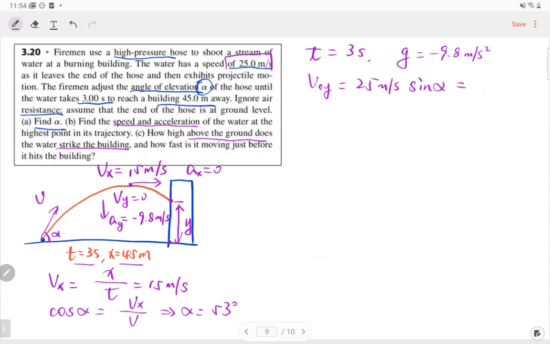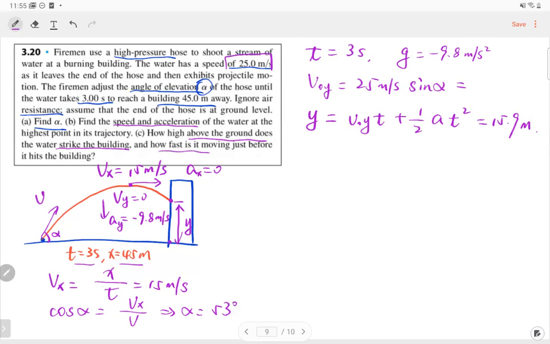Then let's see, we need an equation including these four parameters. We're looking for the displacement, so we need an equation that doesn't have the final velocity. If there's no final velocity, we have this equation: y displacement equals initial velocity times t plus 1/2 a t squared. Okay, then we get the height. The height will be 15.9 meters.